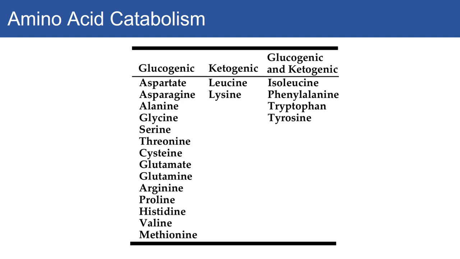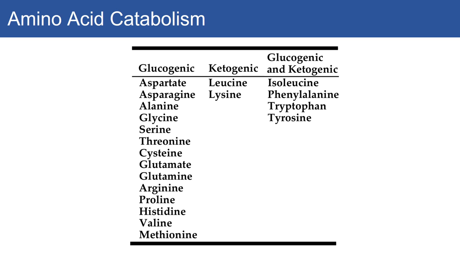There are two types of amino acids as far as degradation. There are glucogenic amino acids, which can go into glucose and subsequently into gluconeogenesis. And then there are ketogenic amino acids, which are converted into ketone bodies. Ketogenic amino acids are broken down into acetoacetate or acetyl-CoA. We've talked about the ketone bodies earlier when we talked about glycolysis.